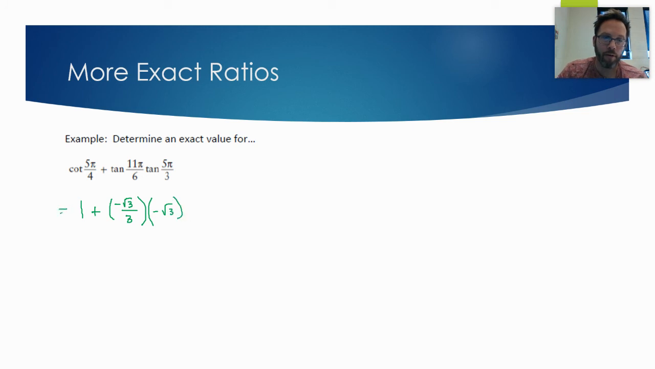So now that we found those exact values using our unit circle, we can just clean this up. So negative root 3 times negative root 3 is actually just positive 3. 3 divided by 3 is 1. And that crazy expression just equals 2. And we can get that pretty quickly and efficiently by using the unit circle.